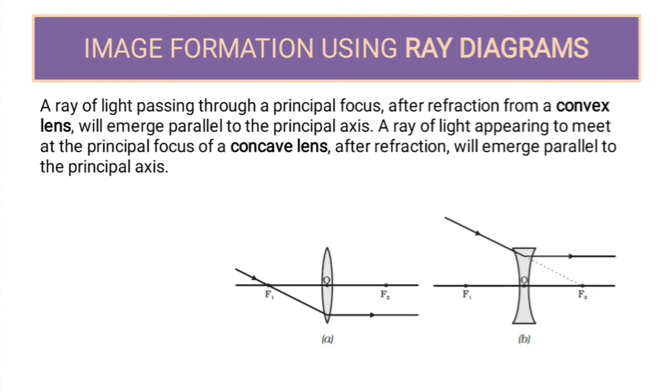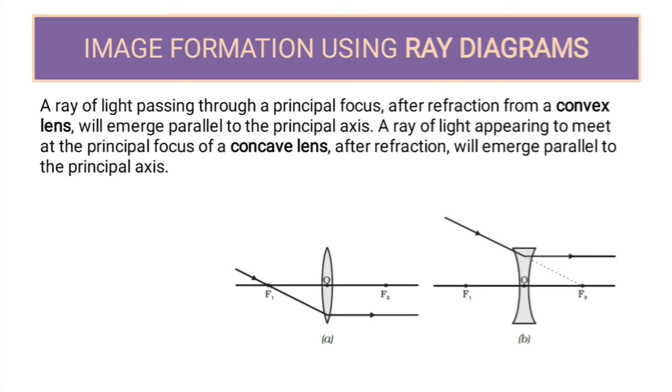Then if the ray of light has an oblique incidence and is passing through the focus, then after refraction it will emerge parallel to the principal axis, and the same thing happens with concave lens also. If there is an oblique incidence so that the extended line passes through the focus, then after emerging from the concave lens, it passes parallel to the principal axis.